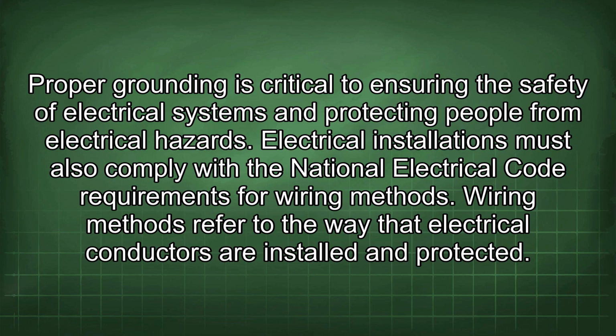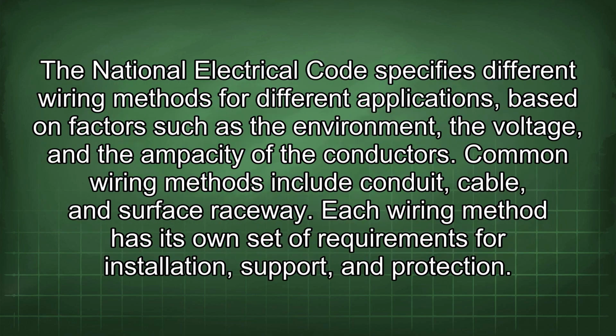Electrical installations must also comply with the National Electrical Code requirements for wiring methods. Wiring methods refer to the way that electrical conductors are installed and protected. The National Electrical Code specifies different wiring methods for different applications based on factors such as the environment, the voltage, and the ampacity of the conductors. Common wiring methods include conduit, cable, and surface raceway. Each wiring method has its own set of requirements for installation, support, and protection.